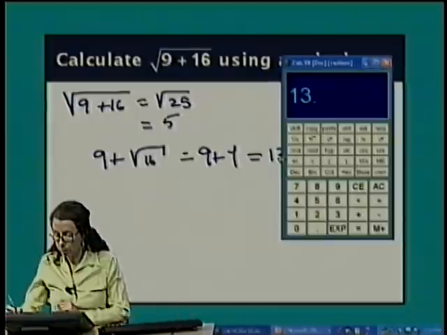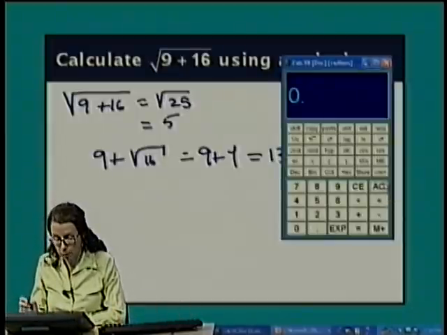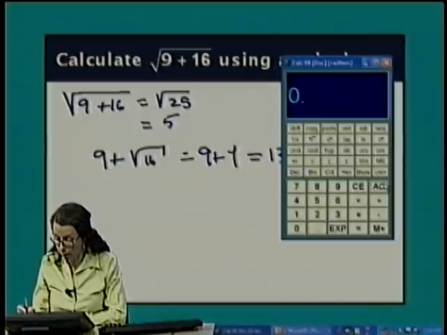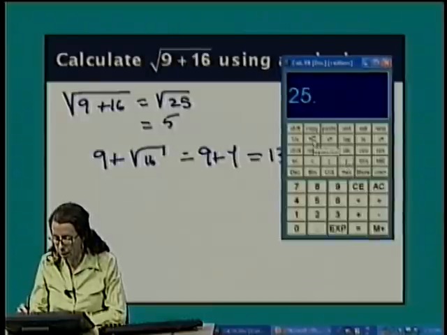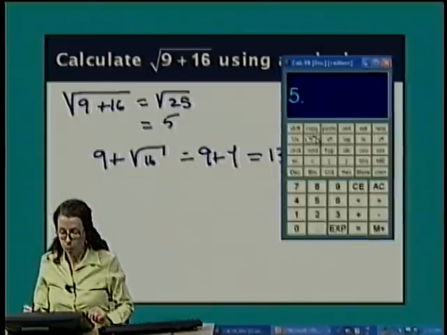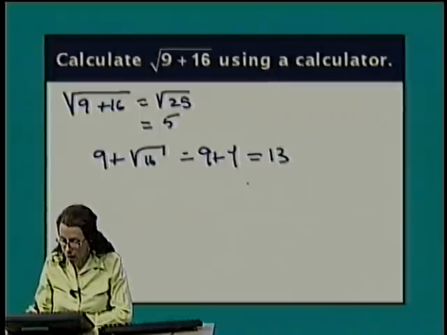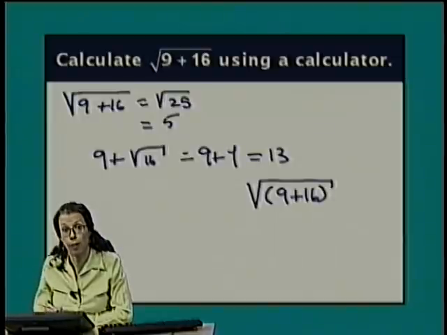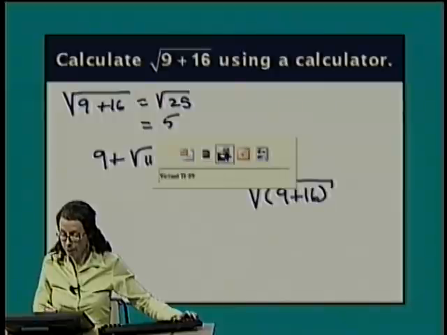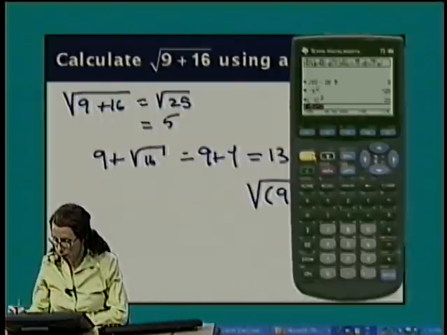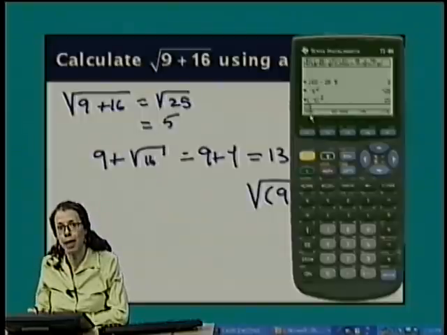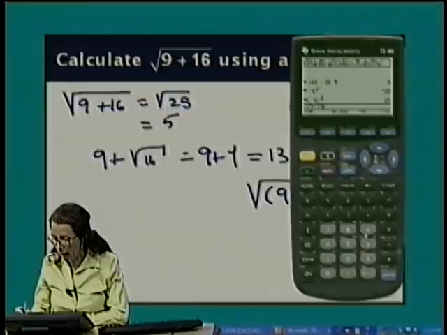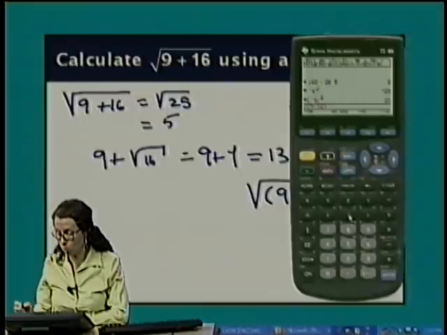So what I'm going to do to get the right number out of my calculator is I'm going to put the 9 plus 16 in parentheses and then take the square root. So when I entered this into my calculator, I put the expression under the radical in parentheses. On my graphing calculator, when I hit my square root key, it reminds me that I need parentheses around the expression under the radical. I just need to remember to close the parentheses when I'm done.